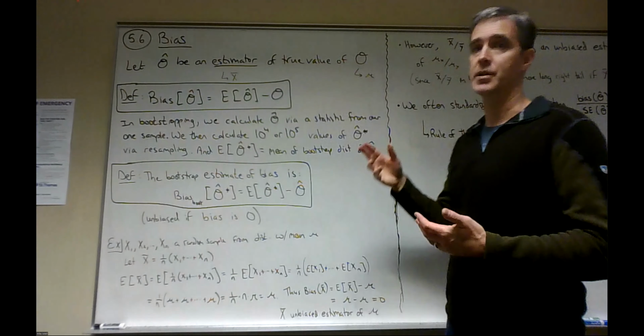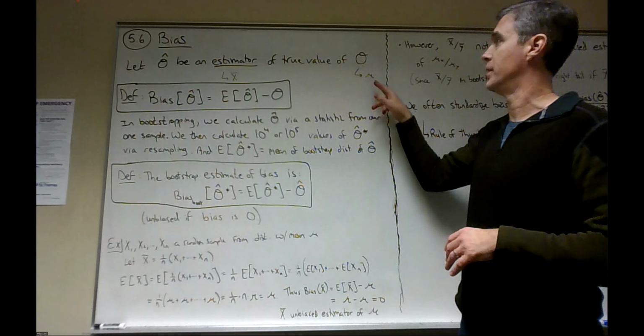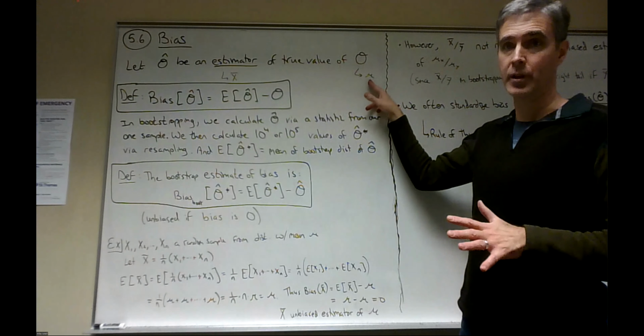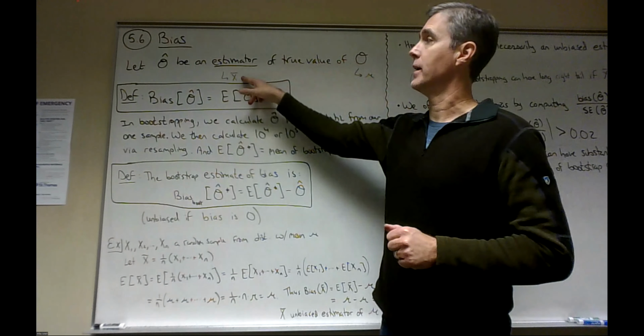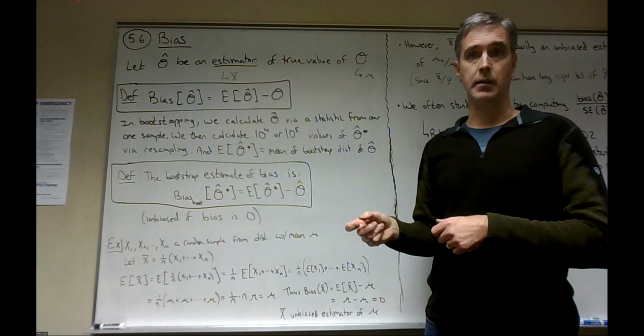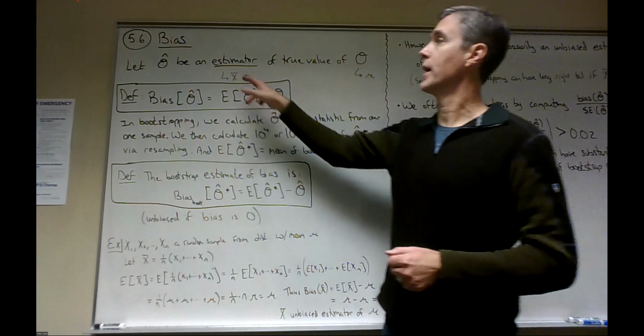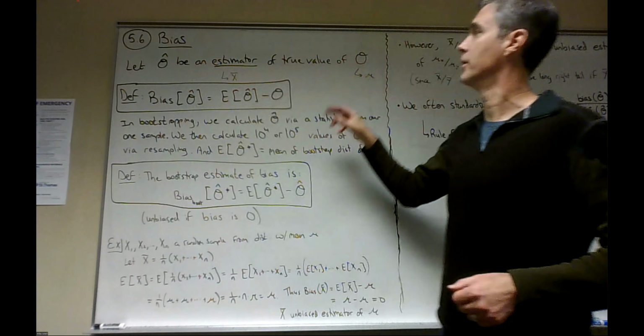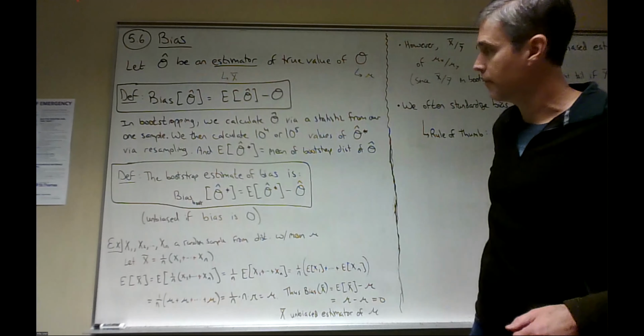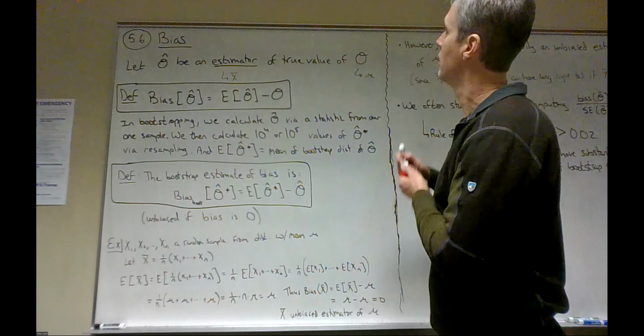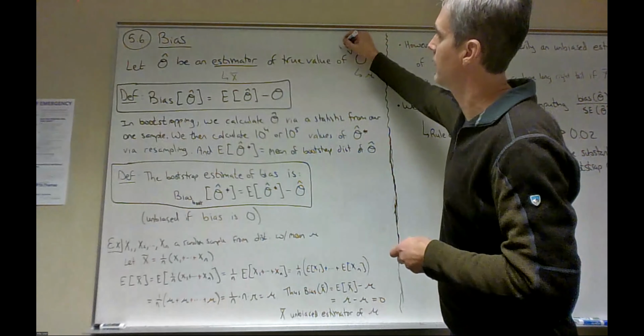Oftentimes, the parameter we've been interested in has been the mean, mu, of a population, and we've estimated it with the sample mean, x bar, okay? So x bar would play the role of the estimator, and the true value of the parameter is theta. In fact, I'd like the word parameter to be in there.